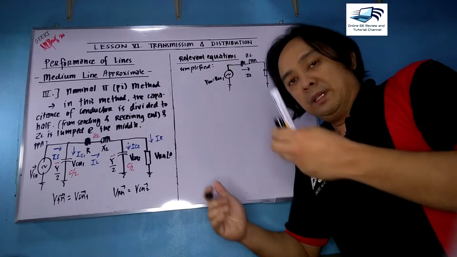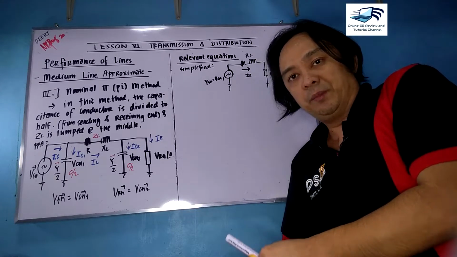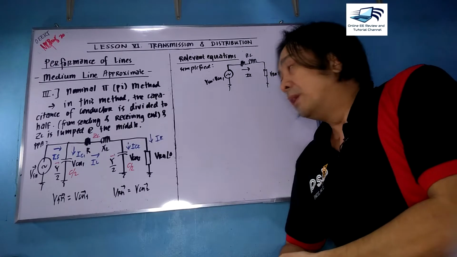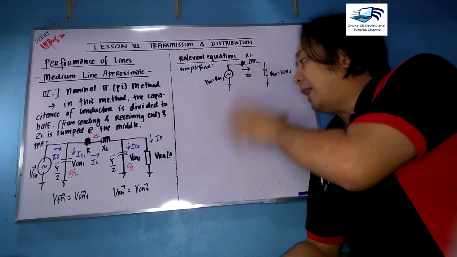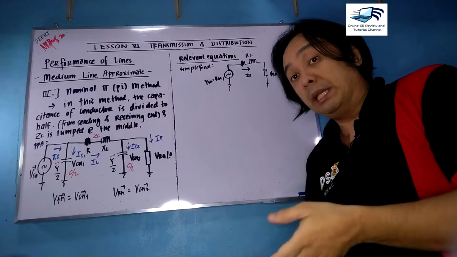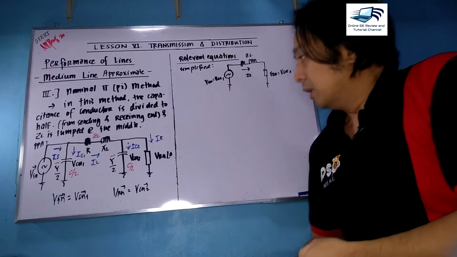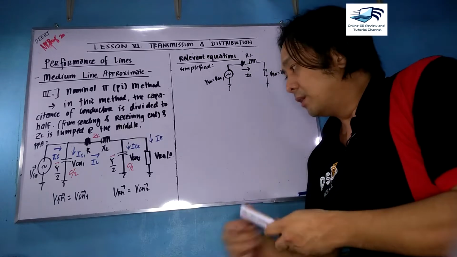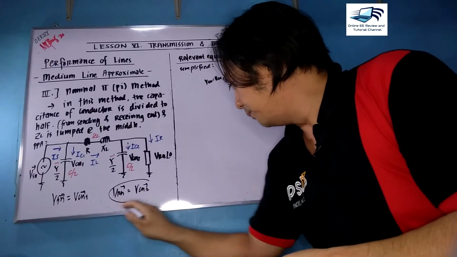That's why when you have a power system analysis and you're considering load flows, the model of the line is always the nominal pi. So for this, we can now establish relevant equations since we already have these two.